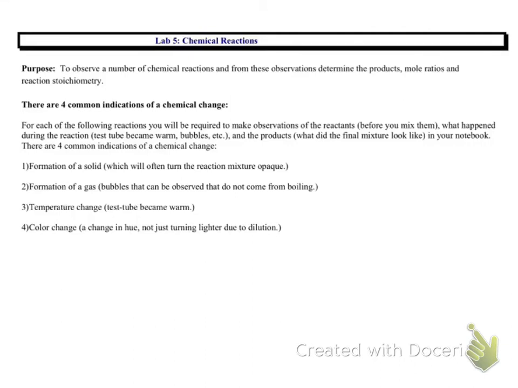In lab chemical reactions, you will observe a number of reactions, and then based on your observations, you will determine the products, mole ratios, and work on the reaction stoichiometry. Now, there are four common indications that a chemical reaction has taken place, which are these four.